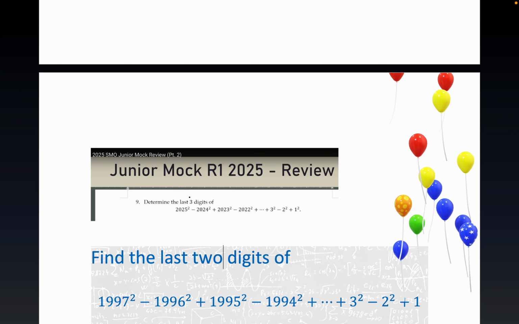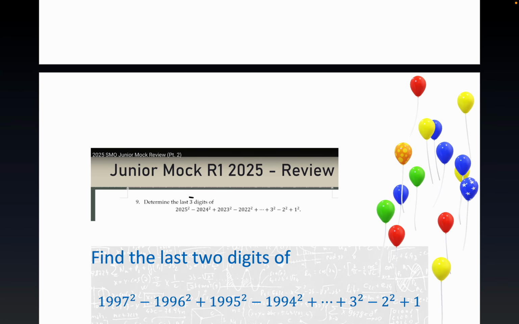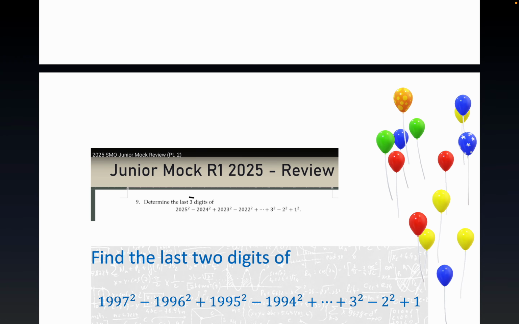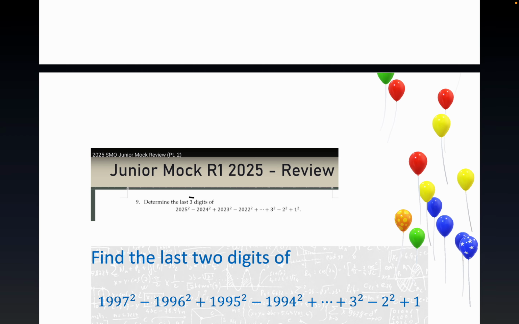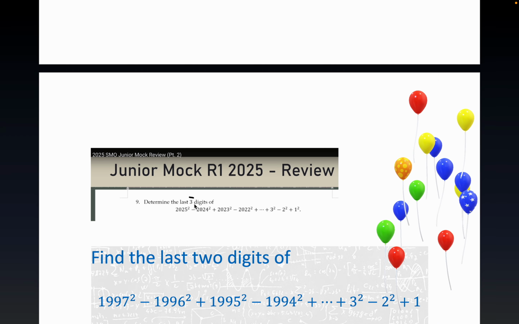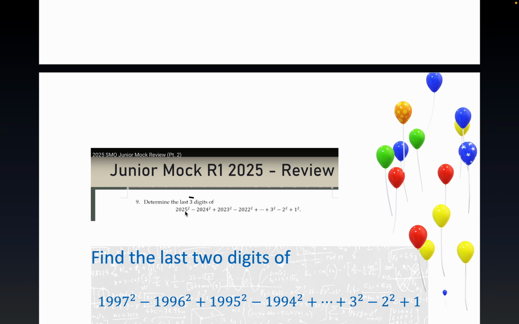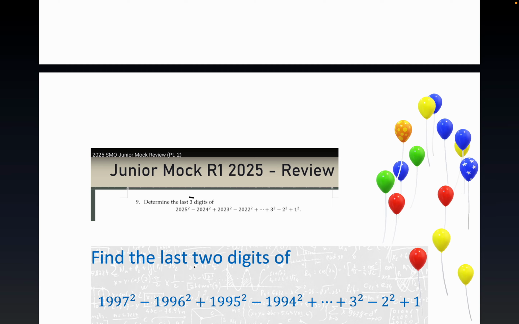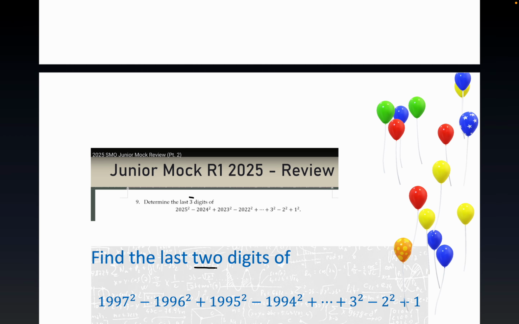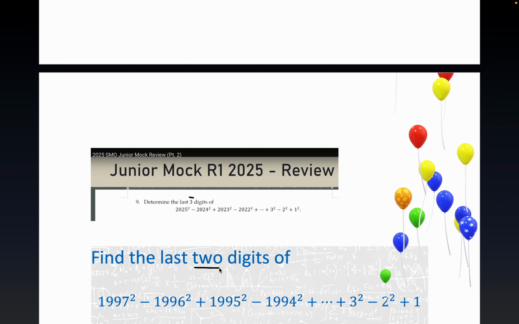Everybody, I'm doing a problem that's similar to this Junior SMO Review Problem 2025, where they ask you to find the last three digits of this very lengthy alternating sum of squares. I cheaped out a little bit and just asked for the last two digits. You could actually compute the entire value if you want to, the way this process goes.